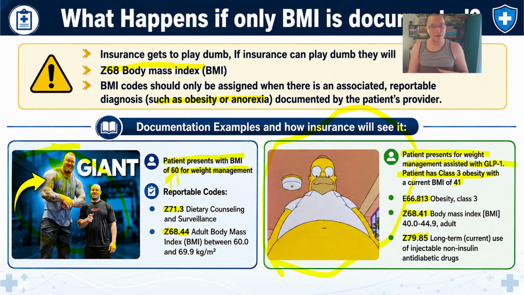So just remember, whenever you report only a BMI code, insurance is going to play dumb and treat that patient like this each and every time and say there's no medical necessity. On the other hand, if you clearly document the obesity, then the insurance will have to accept the actual story happening, and then you will get paid for your work.